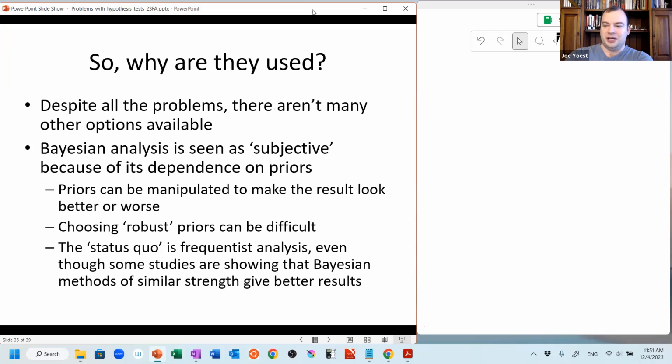So after all of this complaining, why do we use hypothesis tests? Why do we use frequentist analysis? There are good reasons. I don't want you to think that this is a garbage thing or that there's no good to any of this. This is good statistics, provided that people are aware of the shortcomings. There are going to be shortcomings and caveats for any method that you use, including Bayesian analysis. As much as I like Bayesian analysis, there are shortcomings and problems there as well.